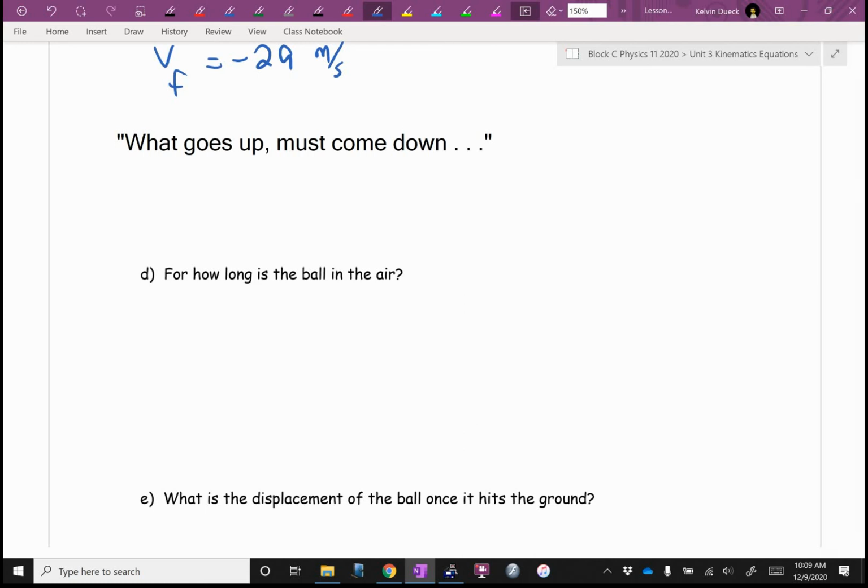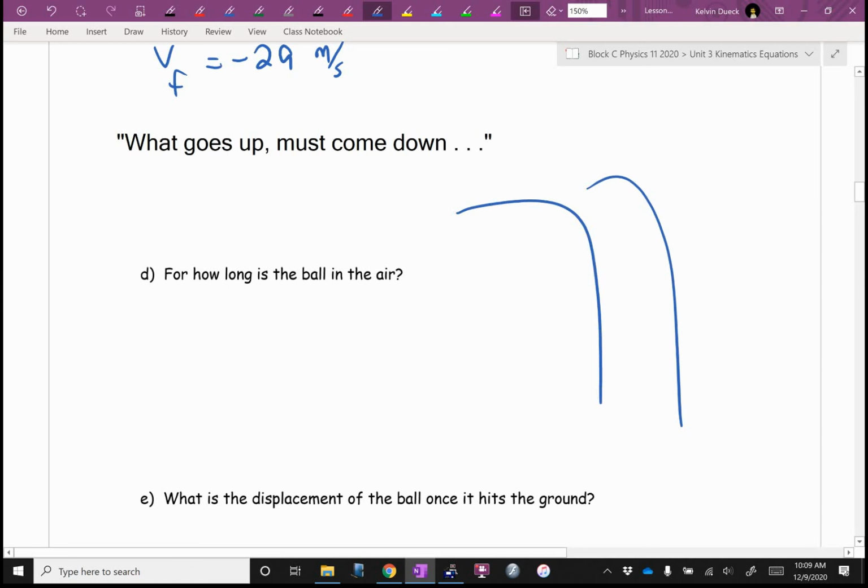If I know how long it took to get to the top, it's going to take the same amount of time to come back down, as long as, Hannah, we're starting and ending at the same place. This does not work for a cliff because you're not ending up where you started from. Okay? Can't use that shortcut there.